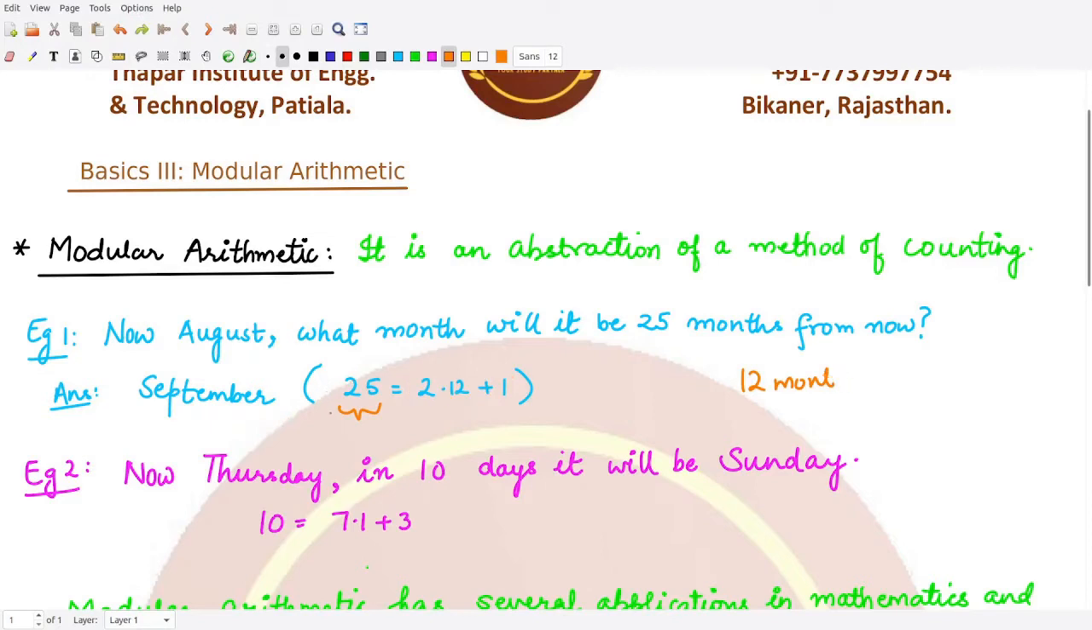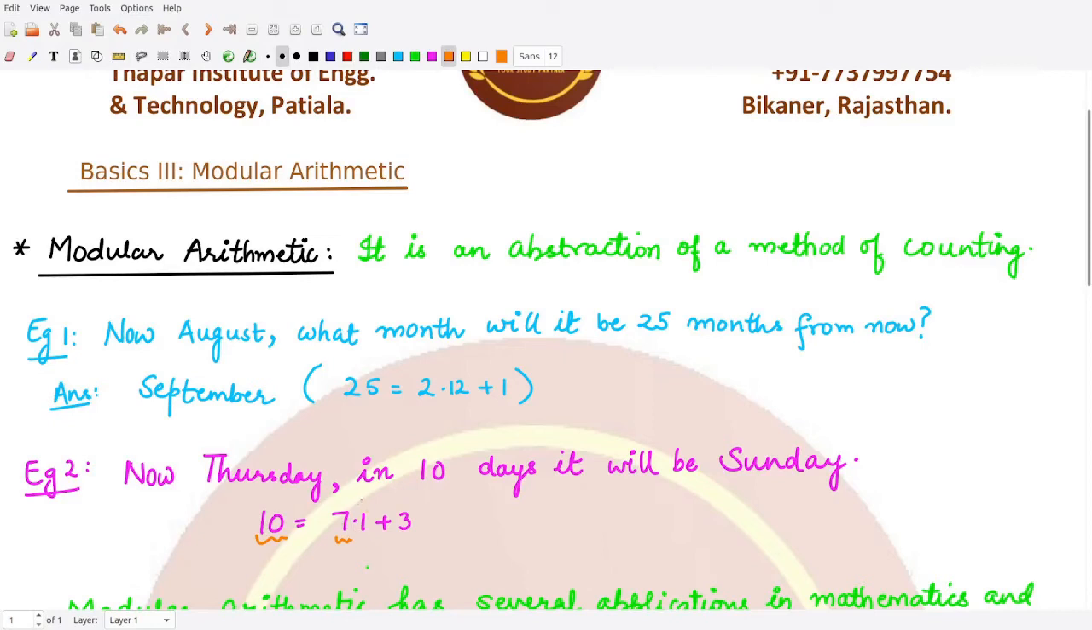In a similar manner, if today is Thursday, I ask you after 10 days what would be the day. One way is to just count 10 days after Thursday and you will get the answer Sunday, right? Another way using modular arithmetic is that you divide, because you know in a week there are 7 days, right? So after every 7 days you get the same day. So if you divide 10 by 7, what do you have? You have 7 multiplied by 1 plus 3.